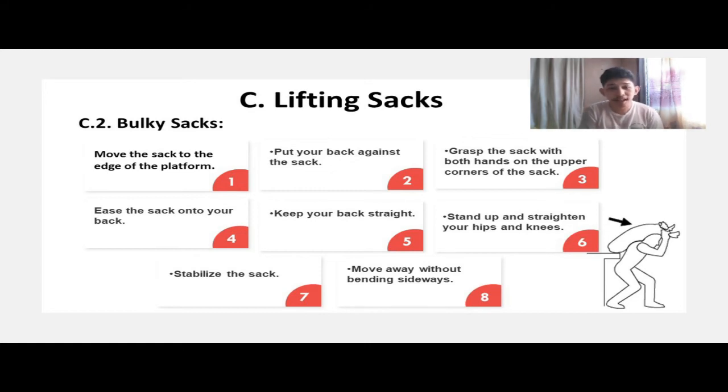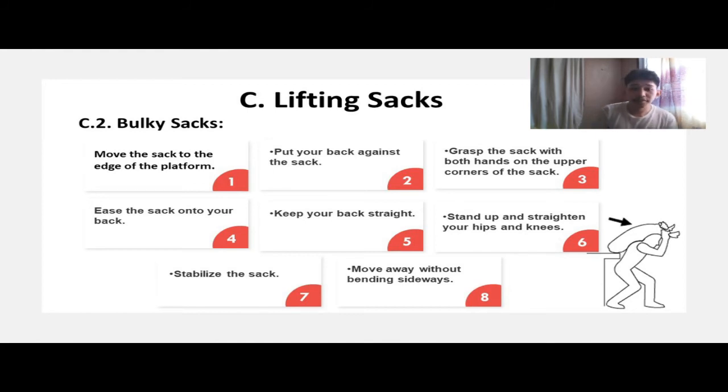Whenever you have a bulky sack, move it closer to the platform where you can easily access it and easily transfer it onto your back. So the second thing that we need to do is to put your back against the sack. After you put your back against the sack, you now need to grasp the sack with both hands on the upper corners of the sack.